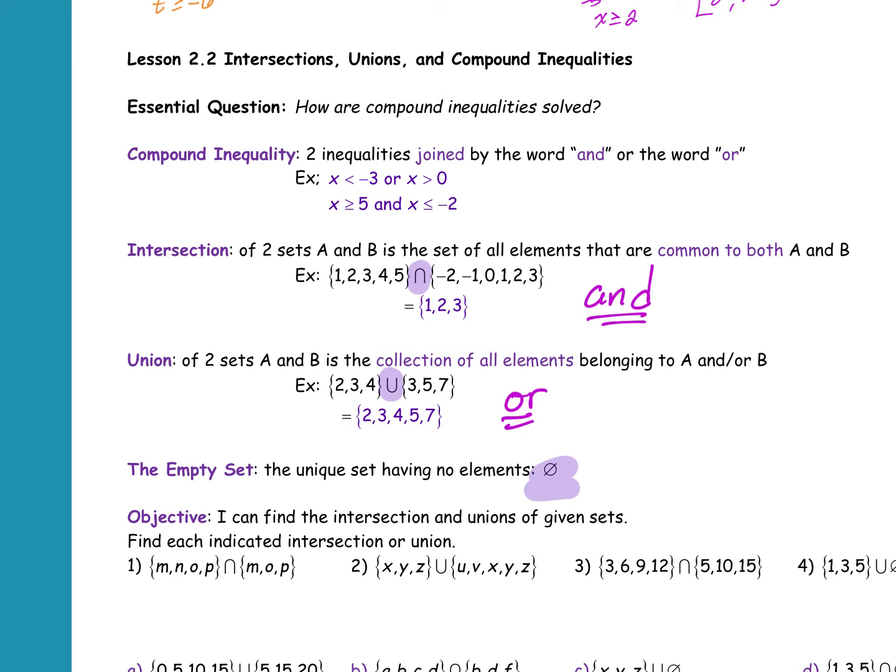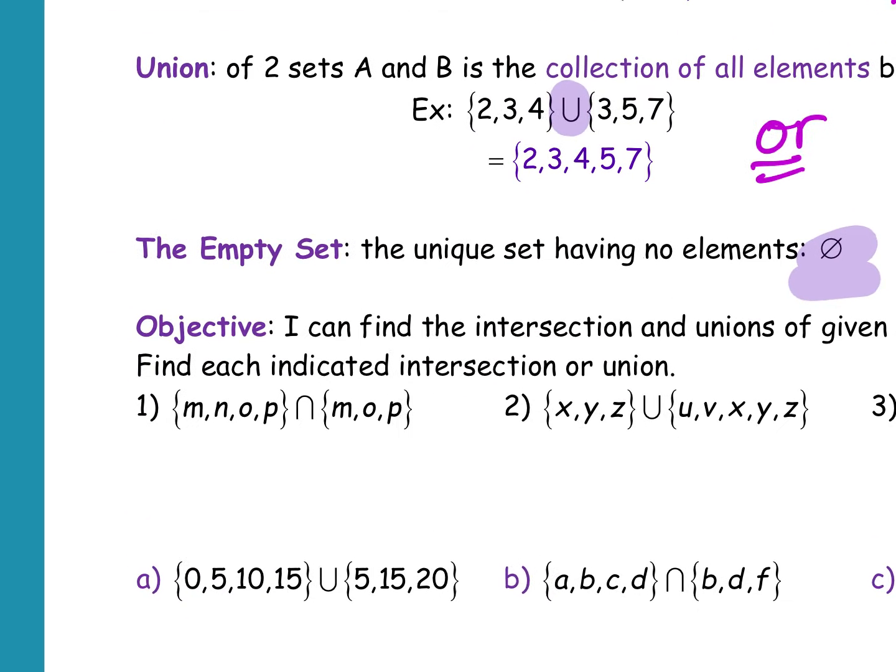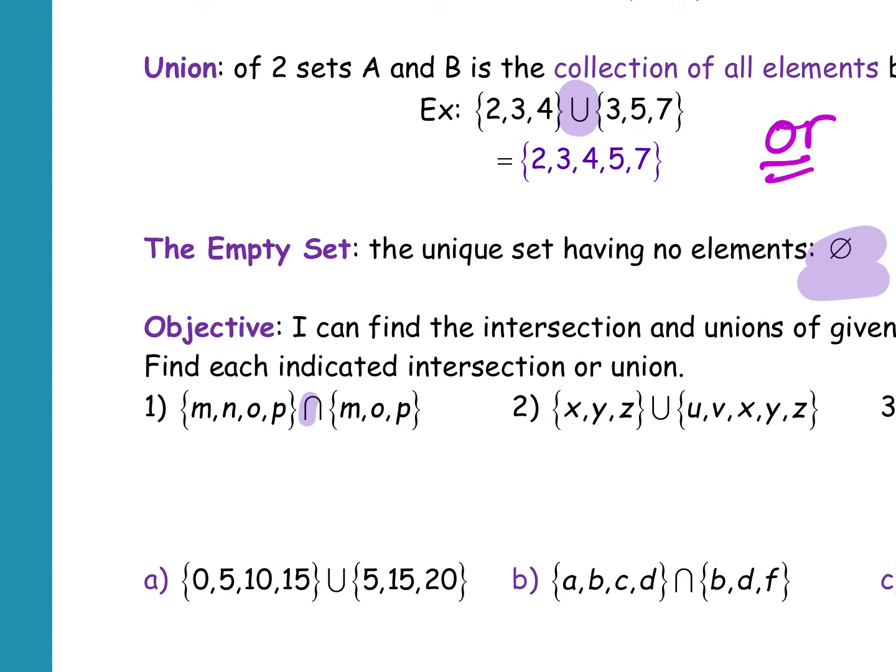Okay, so the first thing we're going to do is just find intersections and unions. So I want to look at what they're asking for first. So they're asking for an intersection because it's upside down U. So where do they overlap? So where do my 2 sets or 3 sets or 4 sets, however many they give me, where do they overlap at? Does that make sense? So what's in both of them?